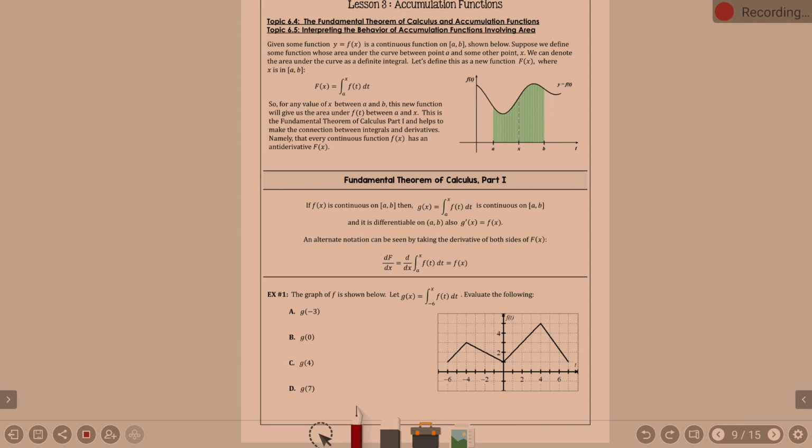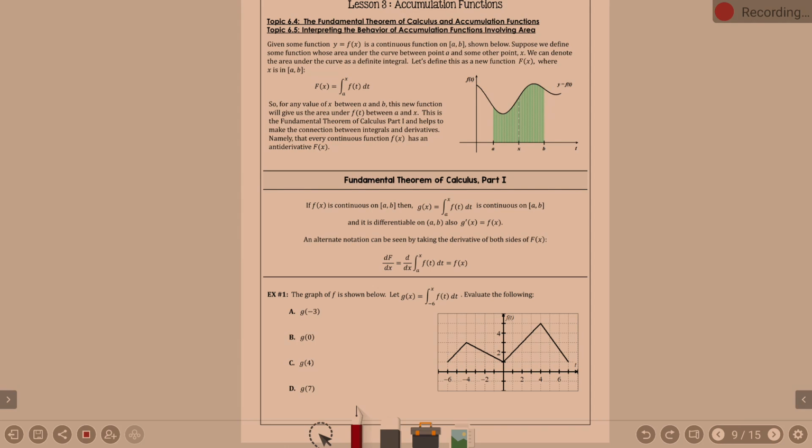Because that's what solving an integral is, doing the opposite of a derivative. We're going to do an antiderivative, okay? But we're not quite there yet. We're still learning about the concept of it. So, given some function f of x that is continuous on the interval a to b, suppose we define some function whose area under the curve is between point a and some other point x. We can denote the area under the curve as a definite integral.